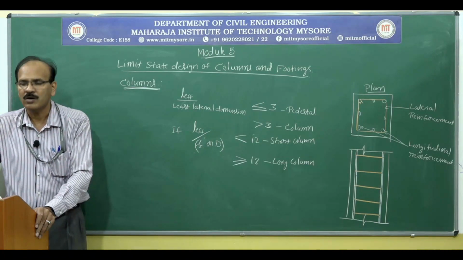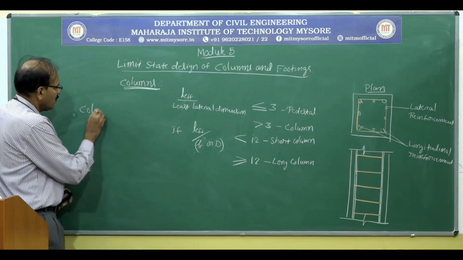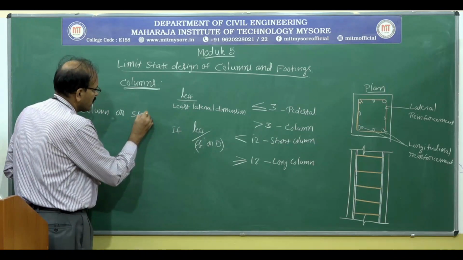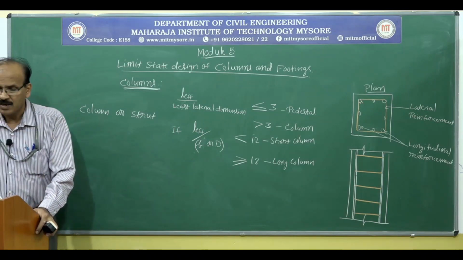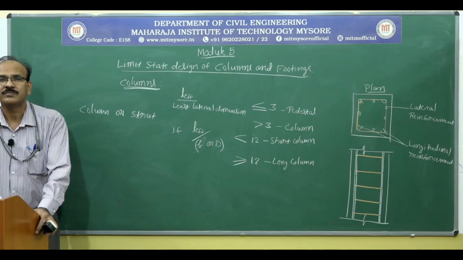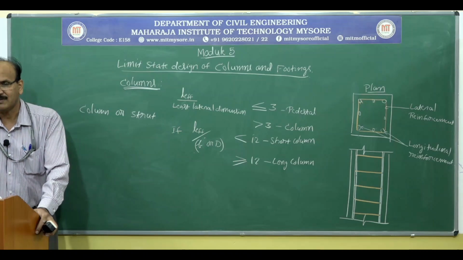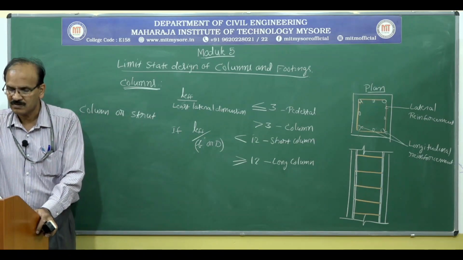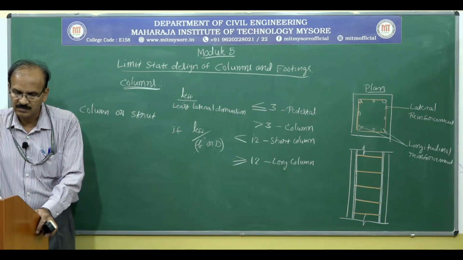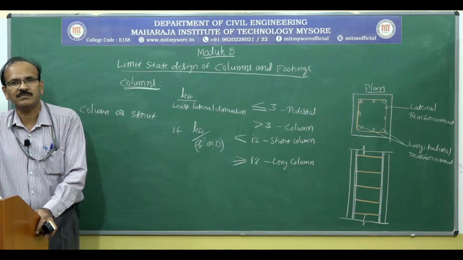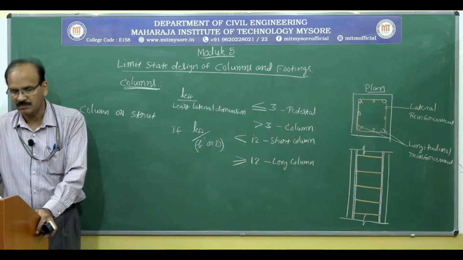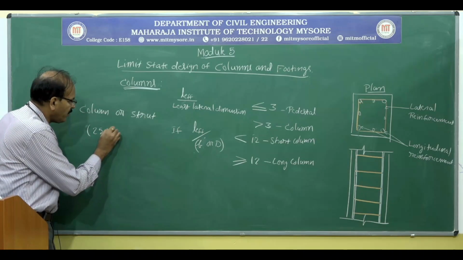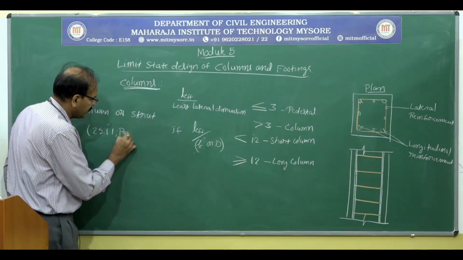Next line. Column or strut. S-T-R-U-T. Column or strut is a compression member, comma, the effective length of which exceeds 3 times the least lateral dimension. Within brackets, you write 25.1.1, page 41.